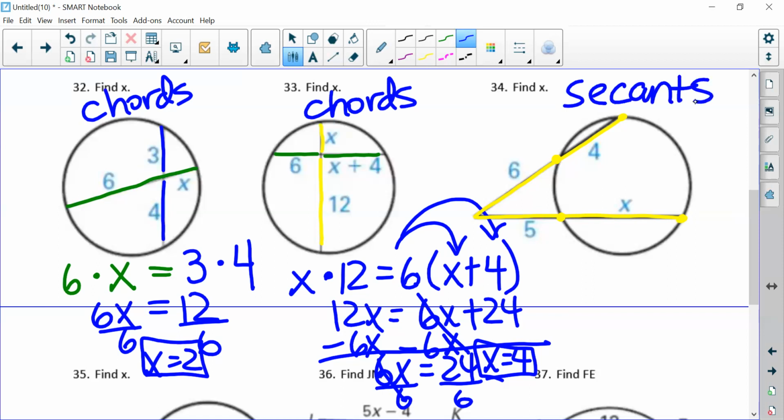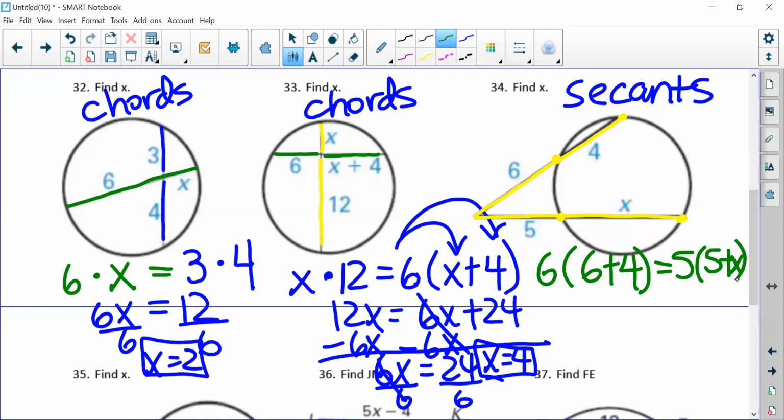Our formula for two secants says the external part of the secant, so look, the external part of our top secant is 6 times the length of our entire secant. The length of our entire secant is 6 plus 4. Okay, let's slide down to the secant on the bottom. The length of the exterior part of our secant is 5, and the length of our entire secant is 5 plus X. Because we don't know what X is just yet. That's what we're solving for.